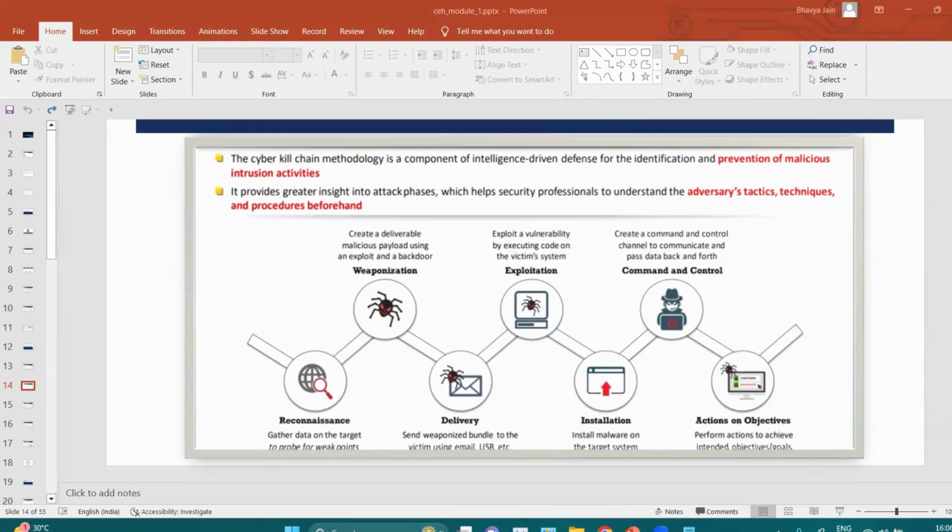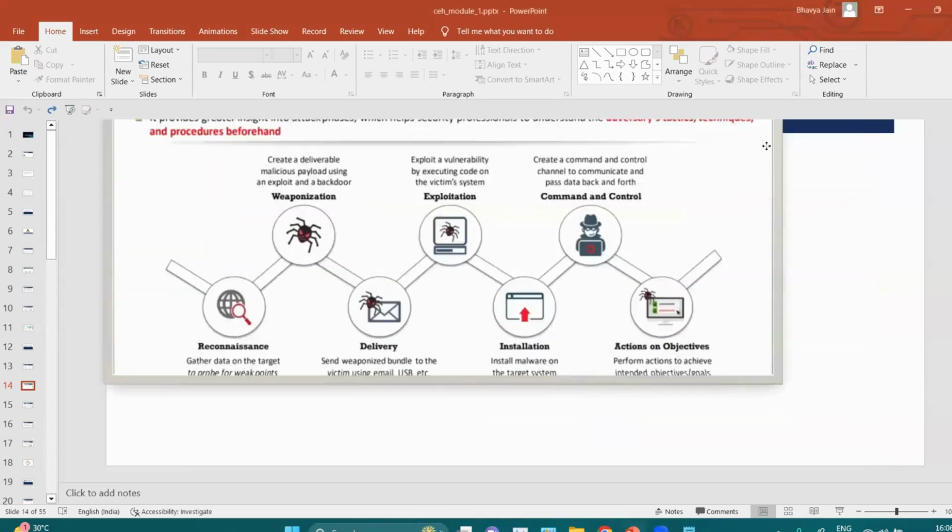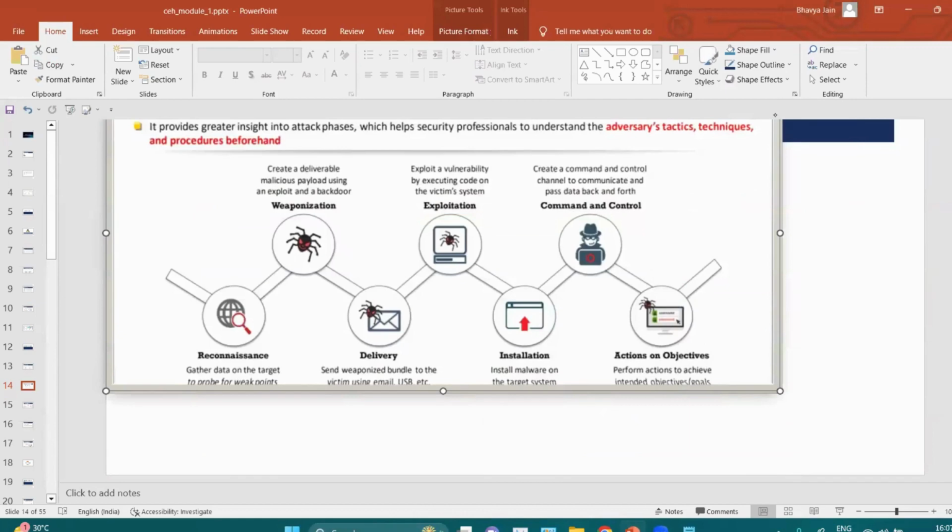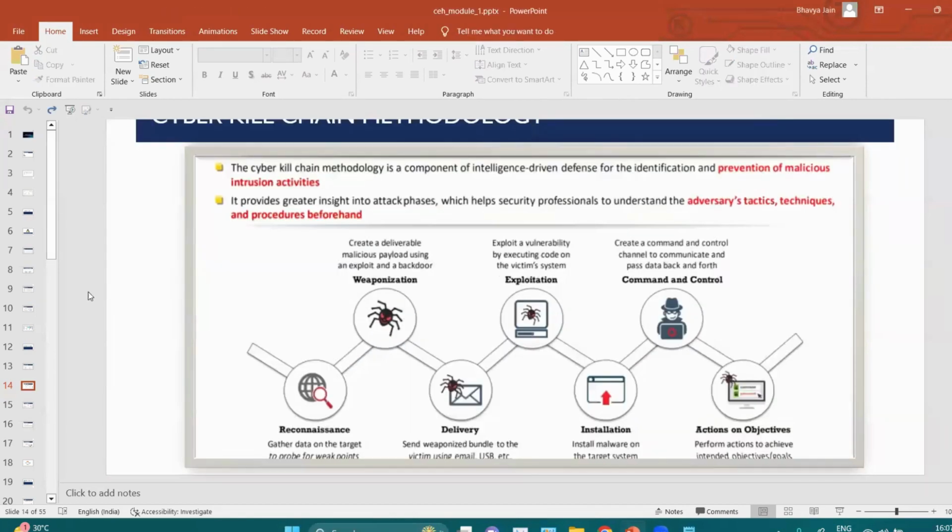So that is taking the command and taking control over the target machine, or we can say victim machine, so that you can communicate or do anything in the target machine.